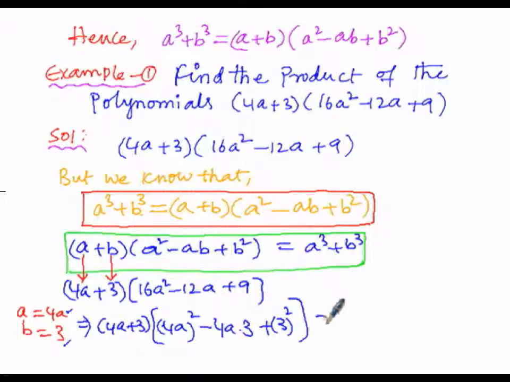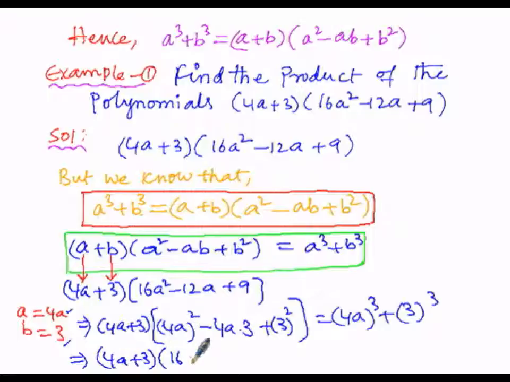Then that will be equal to a cube, that is 4a whole cube, plus b cube, where b is 3, so 3 cube. So we have utilized the special product a cube plus b cube as a plus b into a square minus ab plus b square. That implies 4a plus 3 into 4a whole square, that is 4 square, which is 16, and a square, minus 4 times 3 is 12a, plus 3 square, which is 9 again.